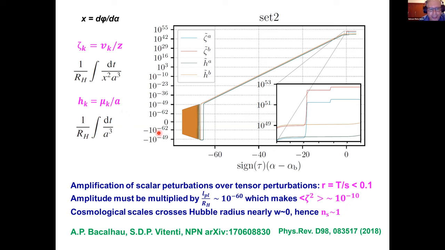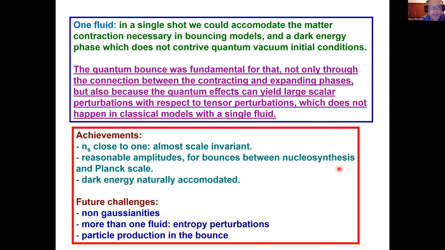And that's what we calculated by numerical calculations. So you see that both fields evolve, they oscillate, and then they begin to increase, but near the bounce where the quantum effects are really relevant, then the scalar perturbations become more important, and then you can have the ratio between tensor perturbations and scalar perturbations less than 0.1, as observed. So because of this quantum effect, we have obtained a very nice result, that the tensor perturbations are really smaller than the scalar perturbations. Okay, let me summarize everything. The quantum bounce was fundamental for that, not only for the connection between the phases, but because the quantum effects can lead to large scalar perturbations with respect to tensor perturbations, which does not happen in classical models with a single fluid.